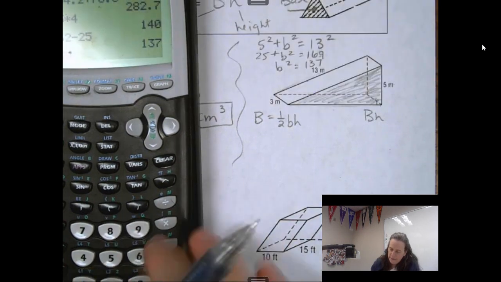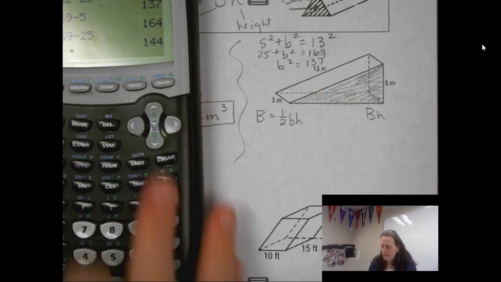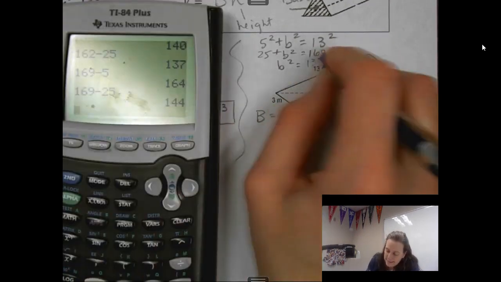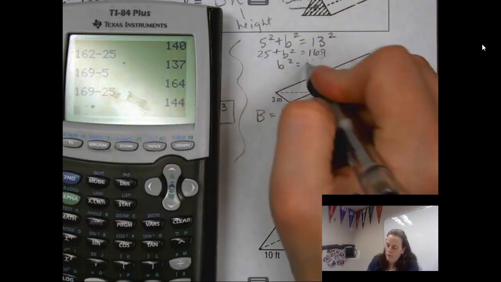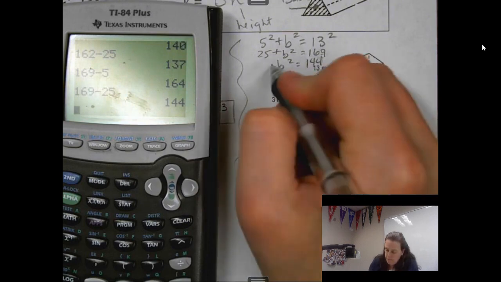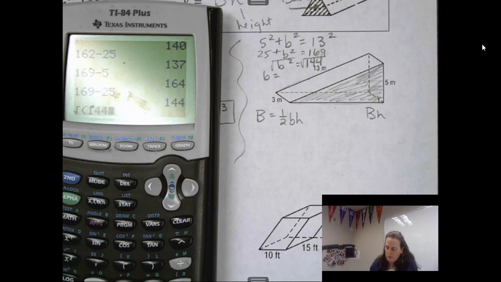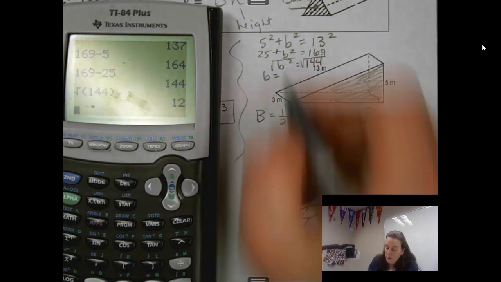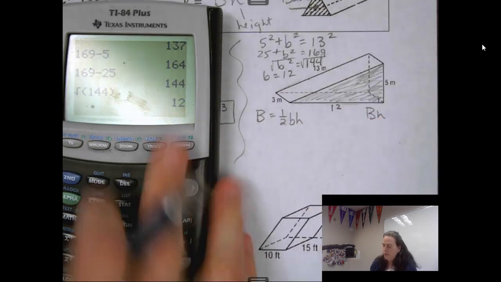169 minus 25. Man, you guys might want to do this on your own. I'm messing up all over the place. Okay, 169 is 13 squared. And when we subtract 25, it's 144. Oh, and I like that much better than what I got the first time, because when I take that square root, the square root of 144 is a whole number, 12. So this side is actually 12.